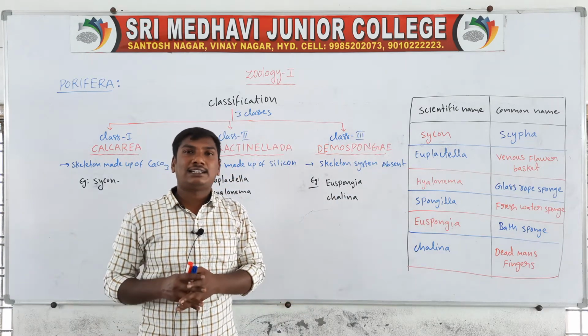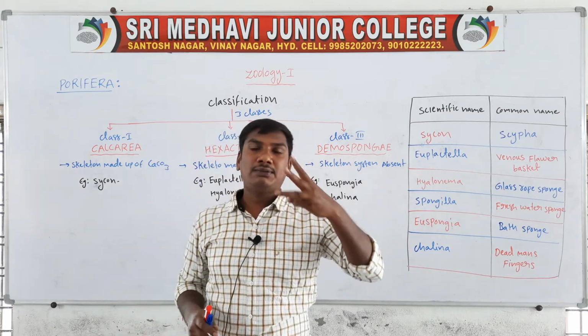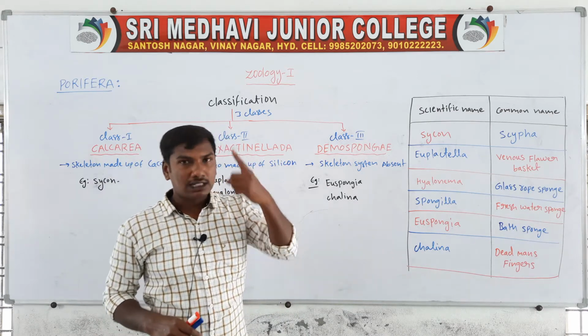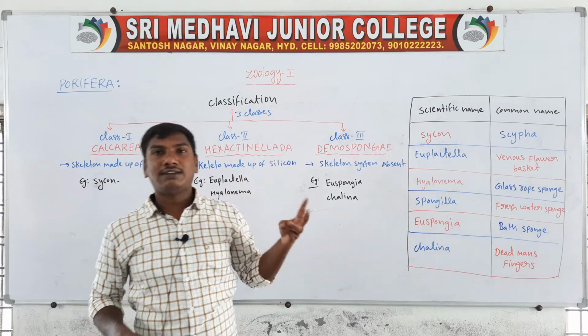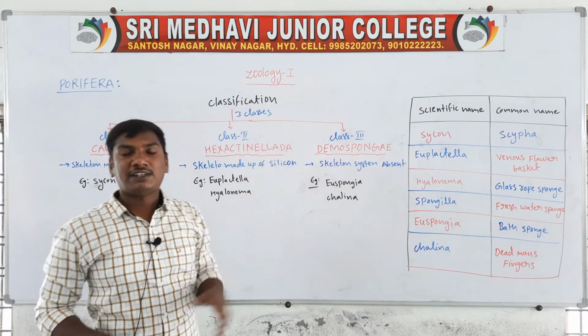Next one, skeletal system. The sponge skeleton contains three types of skeletal elements. One type is calcareous spicules. The second is siliceous spicules. The third is spongin fibers. These three perform the skeletal function.